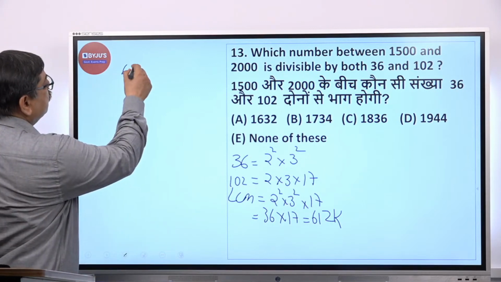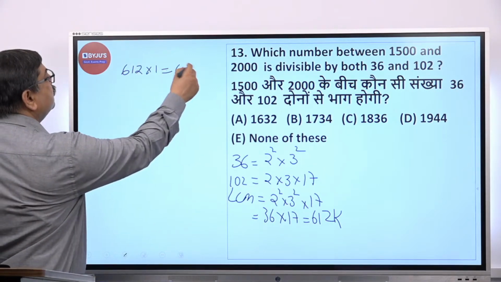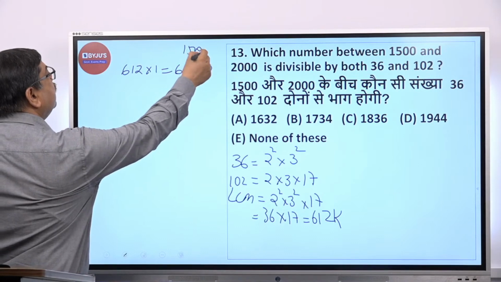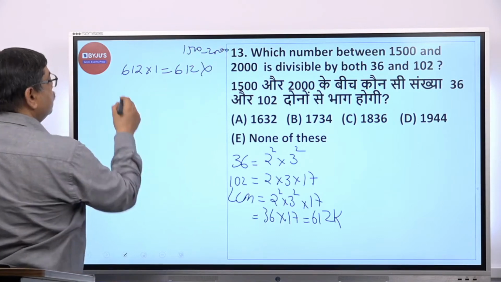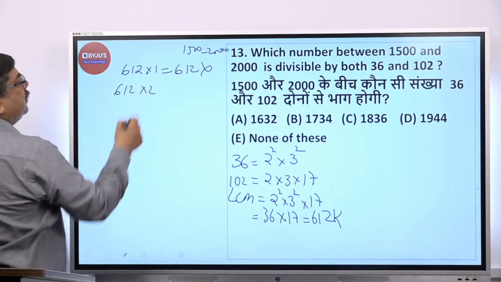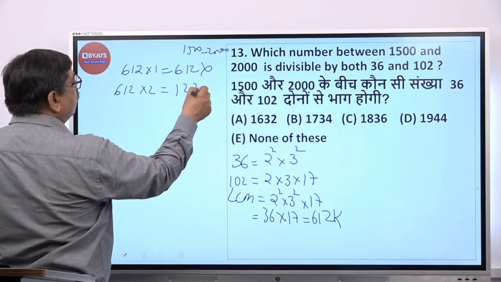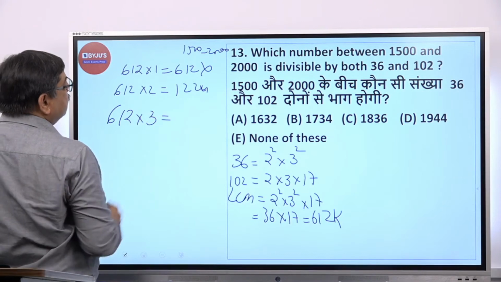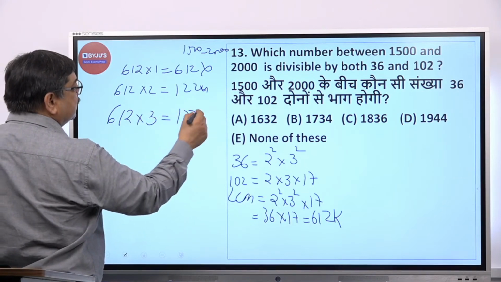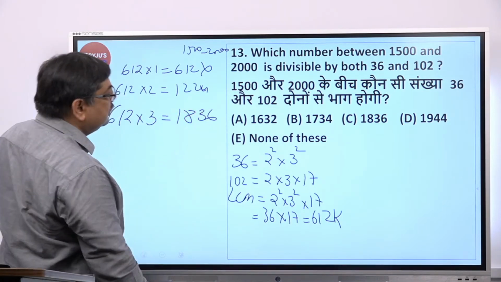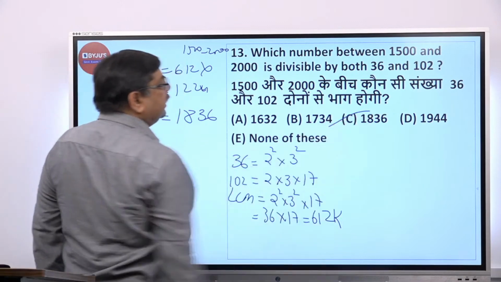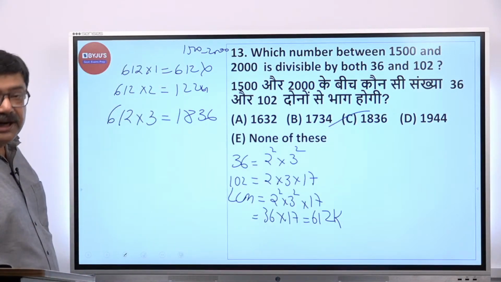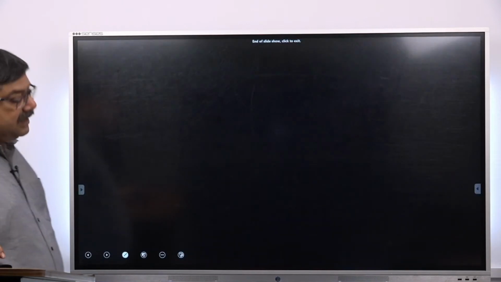So 612 into 1, that is 612, is not between 1500 and 2000. So take the next multiple, 612 into 2, that is 1224. Again not between. So the third multiple here will suffice. 6 3s are 18, 12 3s are 36. So 1836 is the answer that we get here.